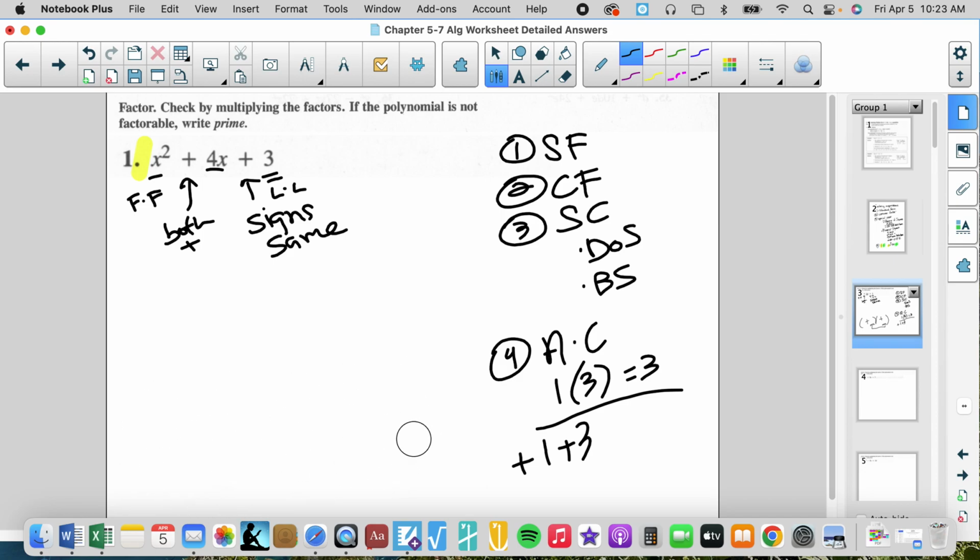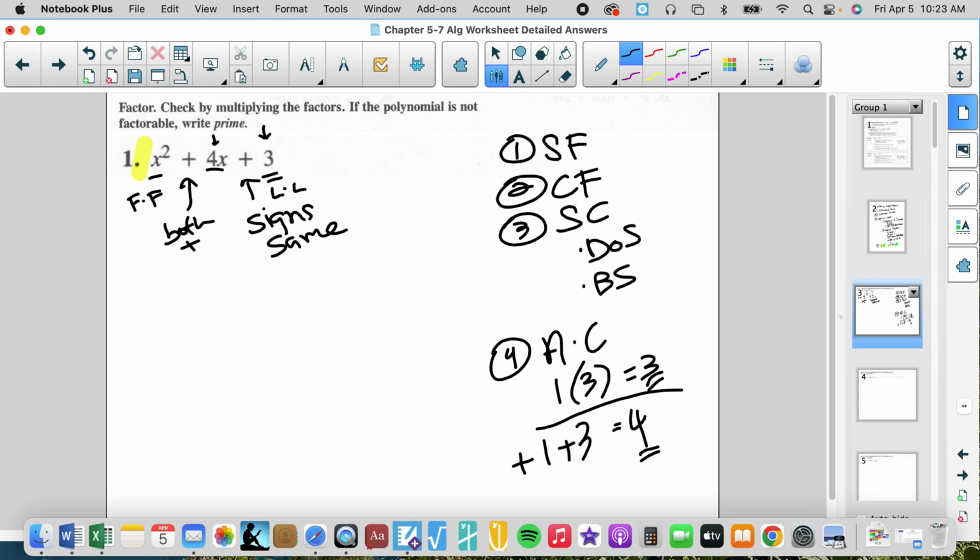So that's a nice little trick. And now, if I add 1 plus 3, it equals 4. And there is my sum. Remember, this is a sum, this is a product. So a product of 3 and a sum of 4.